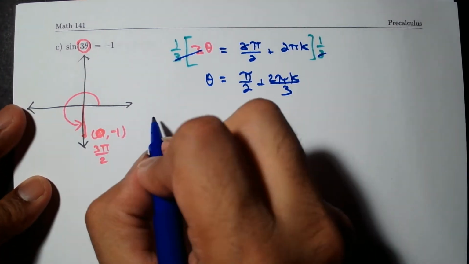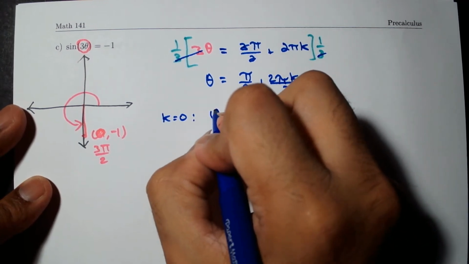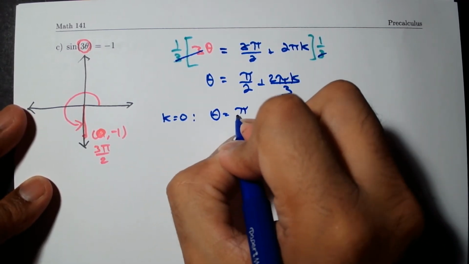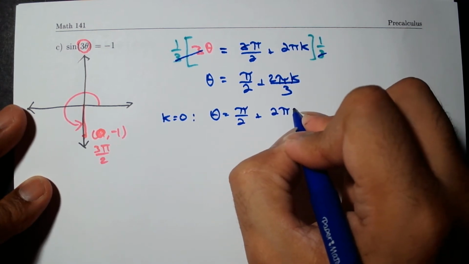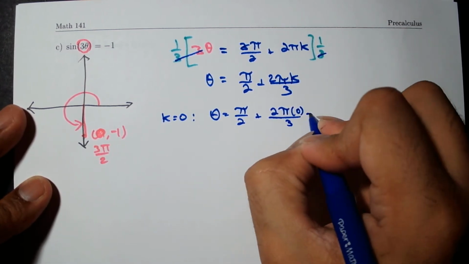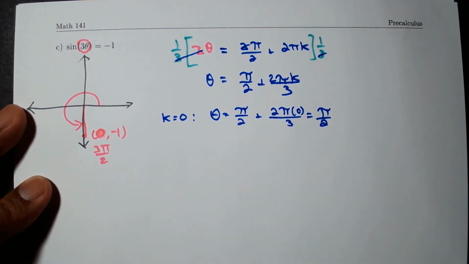So in this case, I'm going to go first with k equals 0. So theta equals pi over 2 plus 2 pi times 0 over 3. That's simply pi over 2. That's one solution.